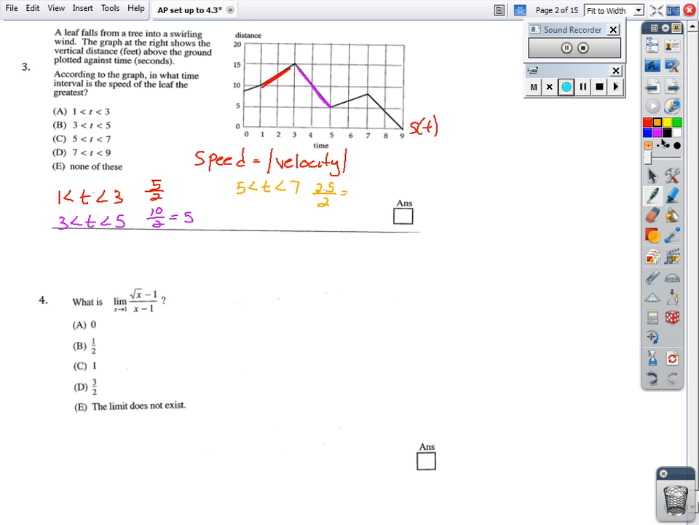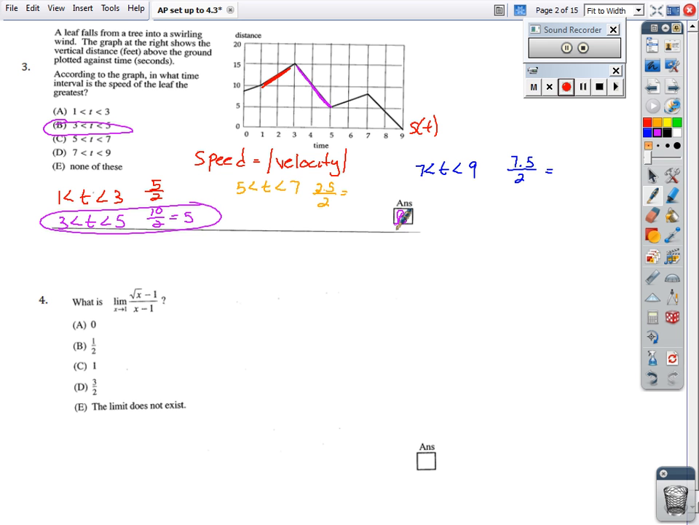Okay, and then last but not least, we need to check the interval from 7 to 9. Okay, and again, we know that the horizontal distance, the change in the x, is 2. The vertical change is 5 and a little bit more, but it's definitely less than 10. So even if you said that was 7.5, that is still going to be a value that's less than the interval from 3 to 5. So this is our answer for when the speed of the leaf is the greatest, which is B.